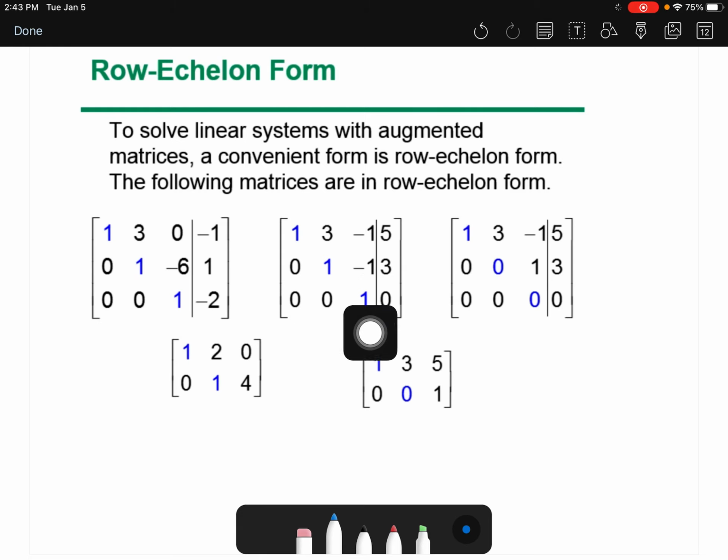Okay, so we can see these are all in. So here we do have some 0s in the main diagonal. When that happens, what we see is that's a kind of a different type of system of equations, which means there's either going to be infinite solutions or no solutions when you see a 0 appear in the main diagonal. Okay, and so these are all considered row echelon form.